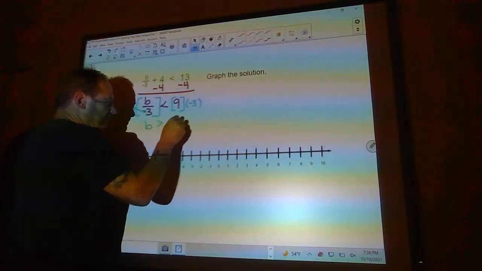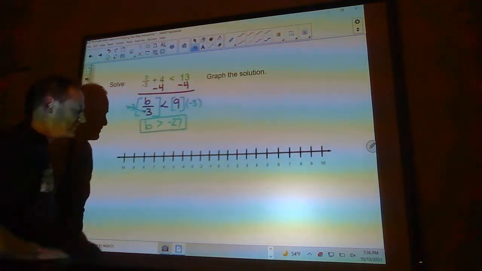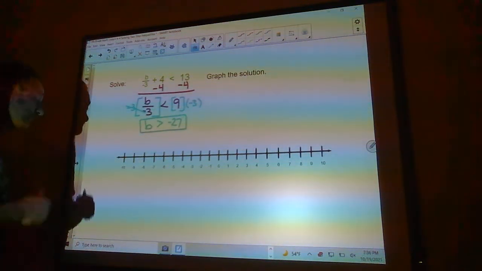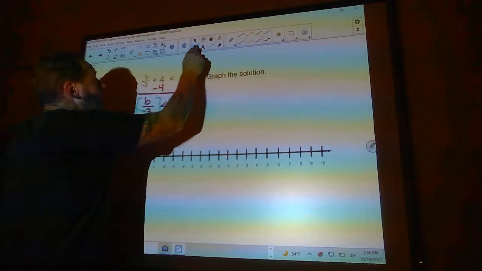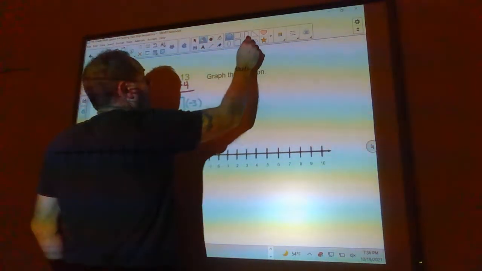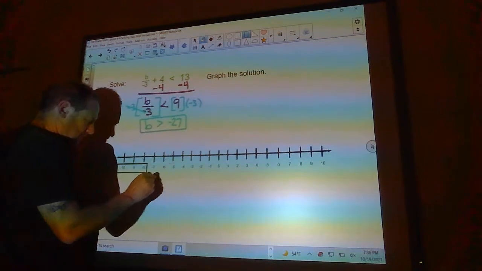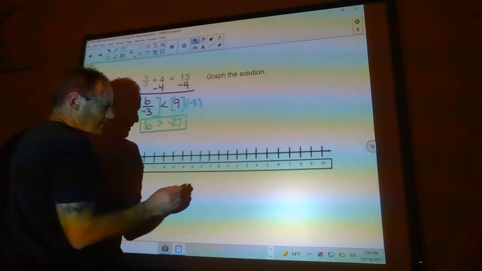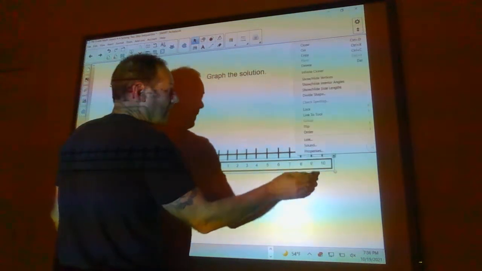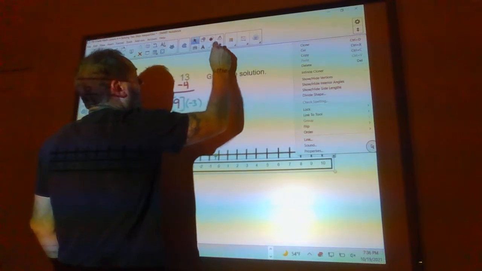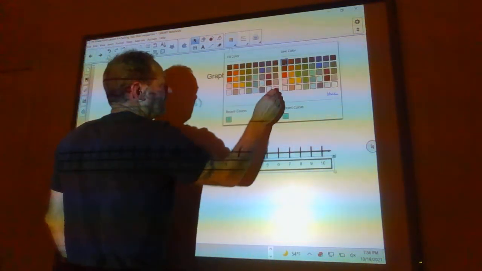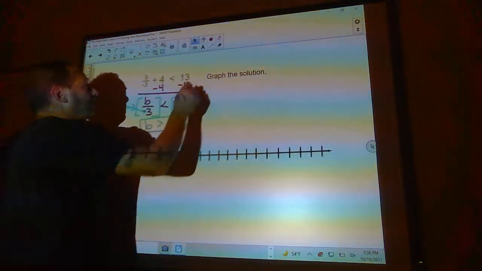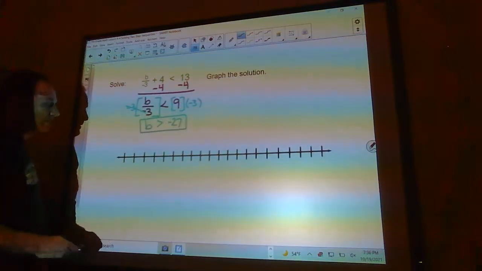And I get negative 27, which is a huge problem for my graph because it only goes to negative 10. Wow. Okay, so what am I going to do? I'm going to go ahead and do this. And then I'm going to take this box right here and fill it. There we go. All that's gone. Now I can put whatever numbers I want on here.